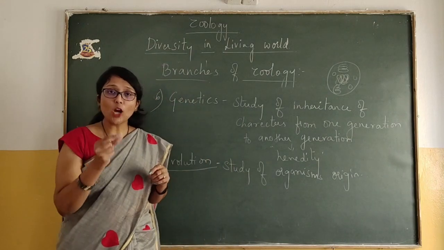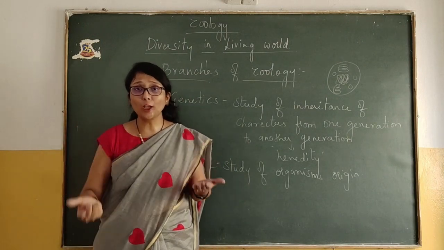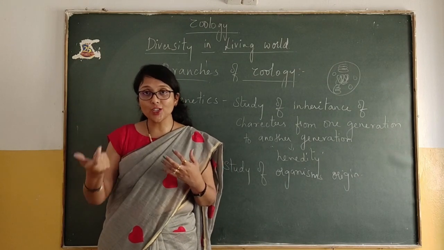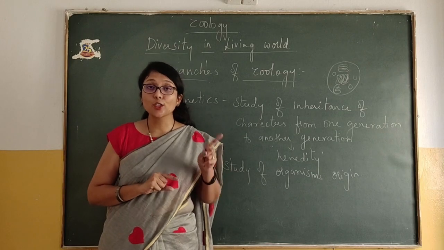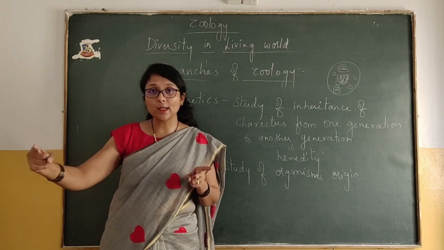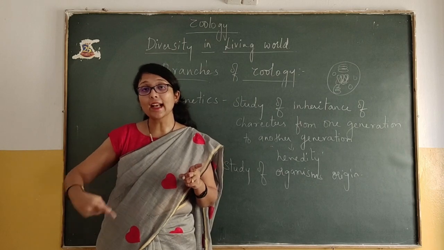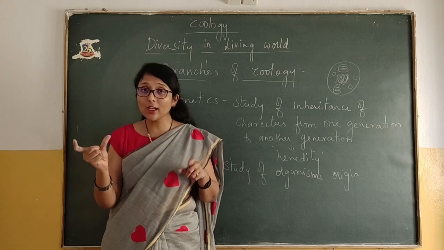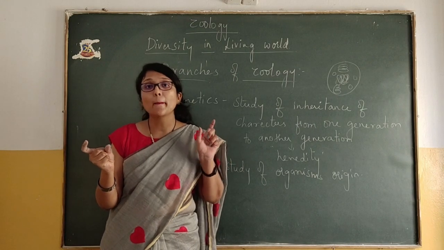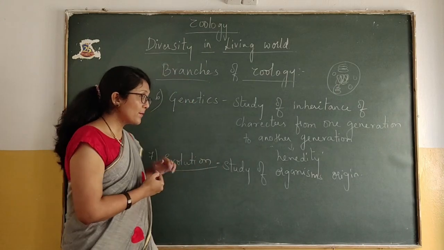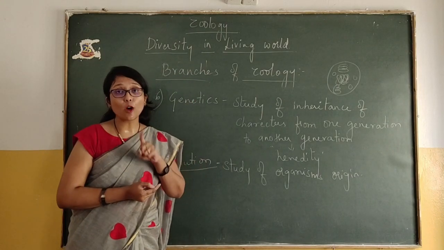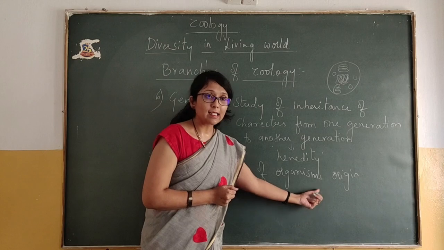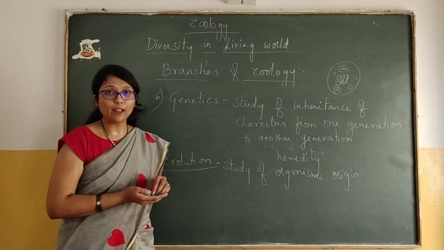So in this way, every organism will have its origin. Now you take human beings only. How did human beings originate? The main origination for human beings is from monkey. From monkey, various organisms have evolved, and finally that organism has changed and developed into a human being. So like that, every organism will have its origin, and the study of origin is under evolution. So evolution is the study of organisms' origin.